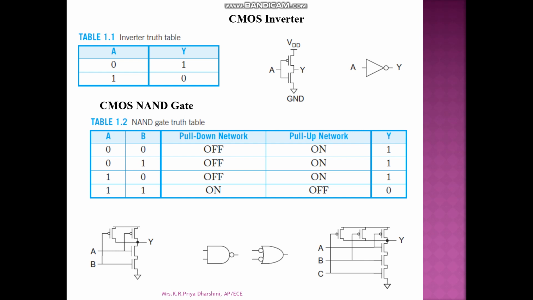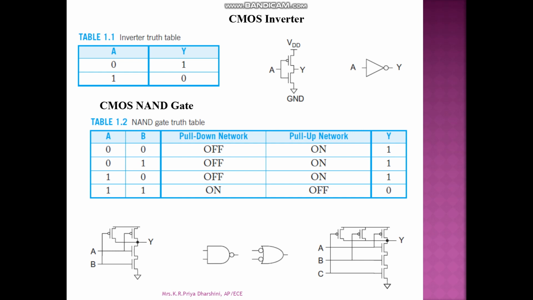CMOS NAND gate, in the sense, is two PMOS transistors connected together in parallel and two NMOS transistors connected together in series. When there are two inputs, two transistors are connected together. When there are three inputs, three transistors are connected together. So PMOS is connected in parallel and NMOS is connected in series, which is called a NAND gate.